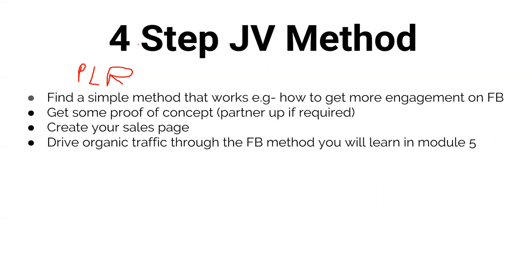But I'm going to stick to showing you what has worked personally for me. And I used something called the 4-step JV method. This is before I had any list or really knew how to do email marketing properly. And so it's very simple. All I really did is, I found a method that works out there. So a lot of you, most of you, you're on Facebook or YouTube and you're seeing people having some success with methods. They're generating results.